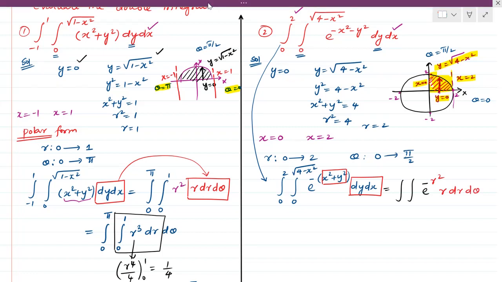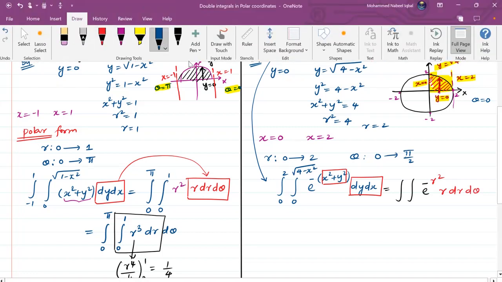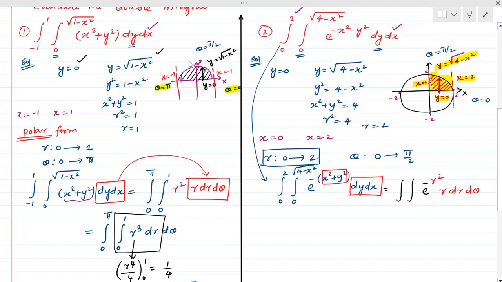Now it's time for the limits. The limit of r is 0 to 2. I write that r is always the inner limit and theta is the outer limit. The theta limit is 0 to pi over 2. Now we have to integrate this.